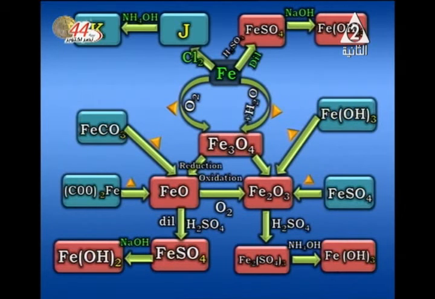When iron reacts with chlorine, it forms iron 3 chloride. This iron 3 chloride, when it reacts with ammonium hydroxide, gives compound K. This reaction is a double substitution reaction, so it produces iron 3 hydroxide, which is a reddish brown precipitate, and ammonium chloride.